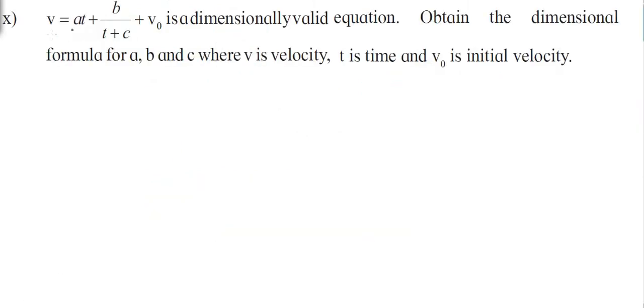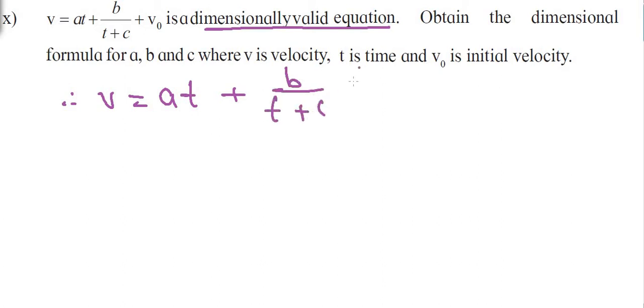Next question: v is equal to at plus b upon t plus c plus v0 is a dimensionally valid equation. Dimensionally valid means dimensions on LHS are equal to dimensions on RHS. Obtain the dimensional formula for a, b and c, where v is the velocity, t is time and v0 is initial velocity. Since the given equation is dimensionally valid, v equals at plus b upon t plus c plus v0.